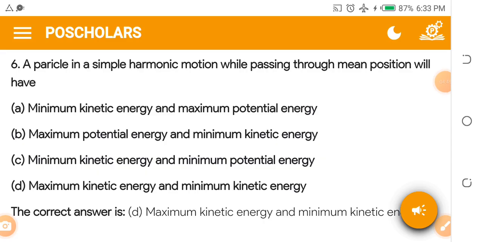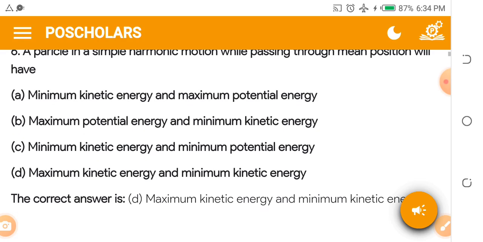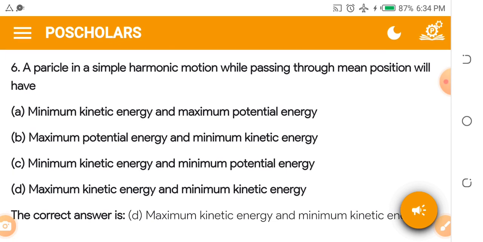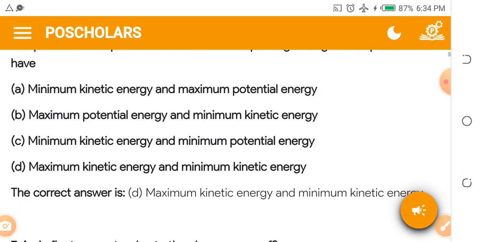Let's look at question 6. A particle in simple harmonic motion while passing through the mean position will have dash. A, minimum kinetic energy and maximum potential energy. B, maximum potential energy and minimum kinetic energy. C, minimum kinetic energy and minimum potential energy. D, maximum kinetic energy and minimum potential energy.